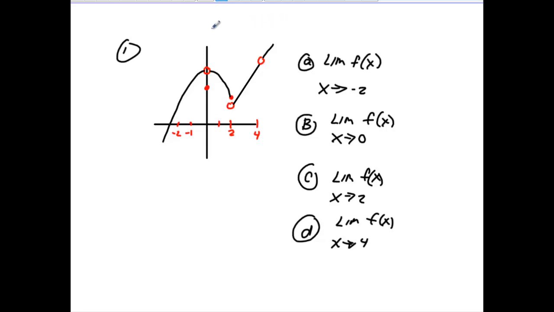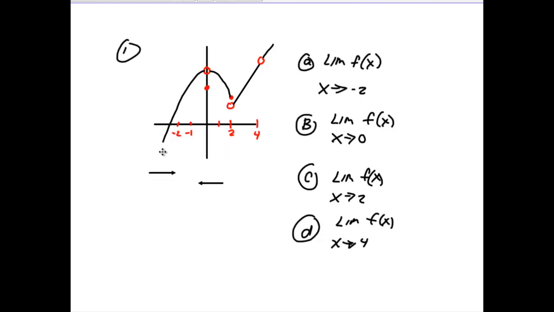Okay, on this problem number 1, the first one says, what is the limit of f of x as x approaches negative 2? Alright, so what you want to do here, and let me grab 2 arrows, one going this way and one going this way. All you're trying to do when you're doing limits is say what is the y value the function is approaching as x approaches negative 2.